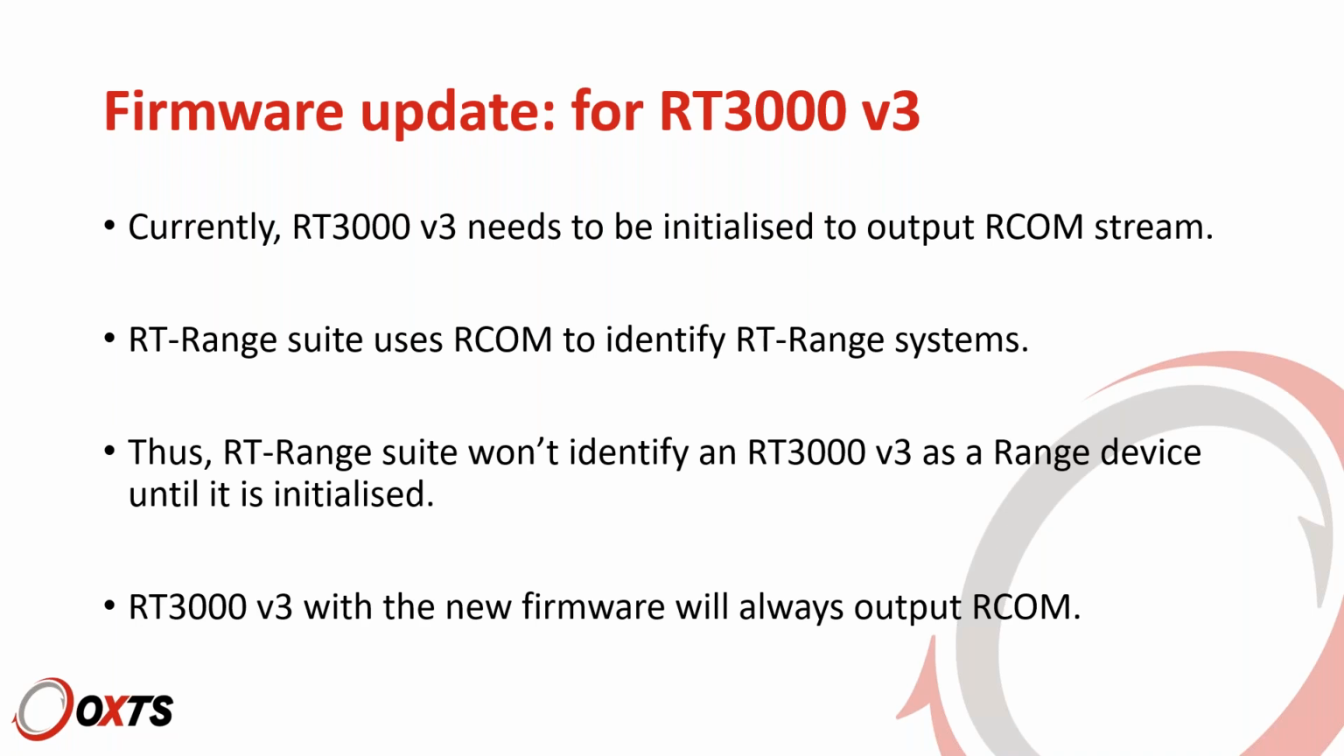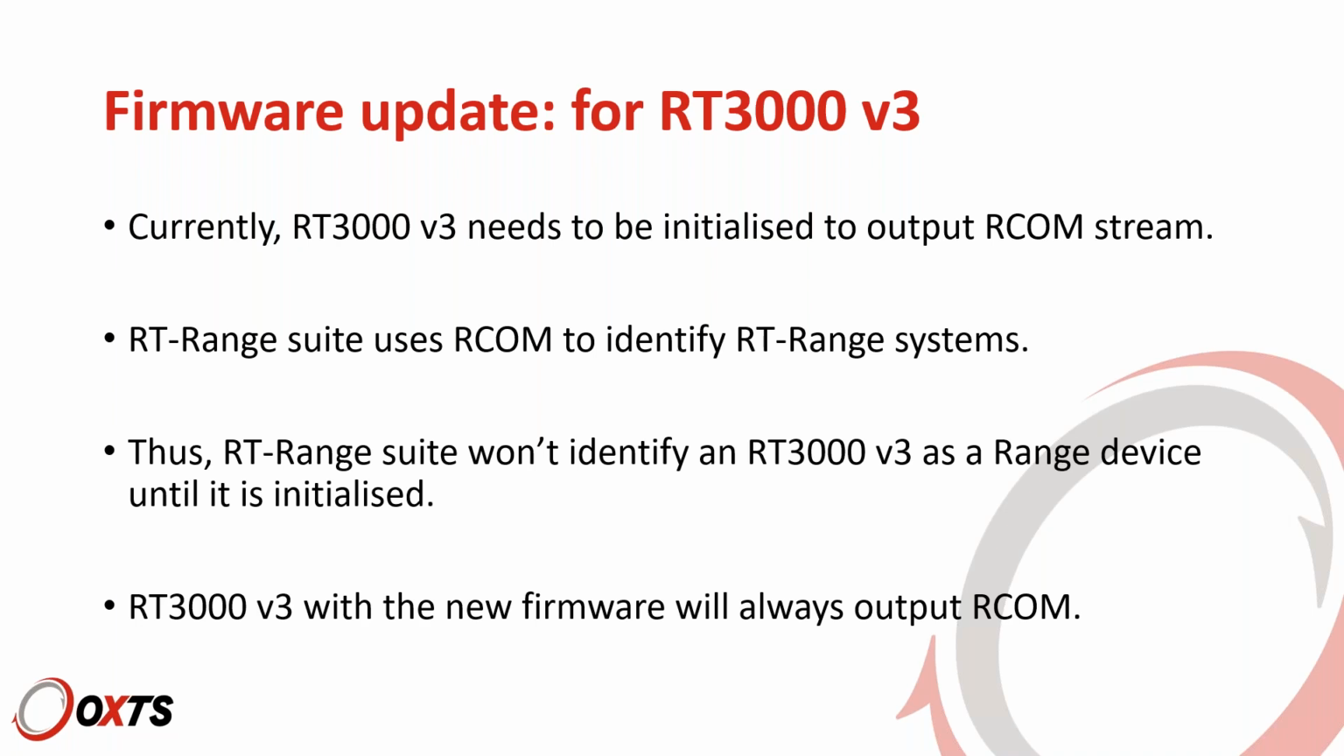However, with this new firmware update, the RT3000 v3 will automatically output that RCOM, even if you aren't initialized, if you have that range functionality unlocked. And this means you'll be able to pre-configure the range aspects of the RT3000 v3 from the office on the bench without any GNSS antennas connected. And this is a really useful feature.